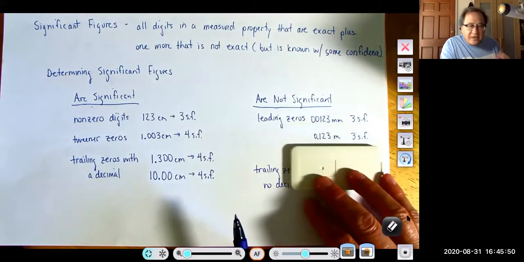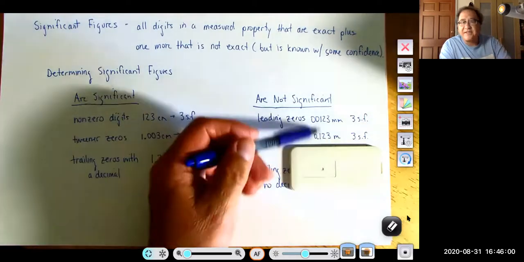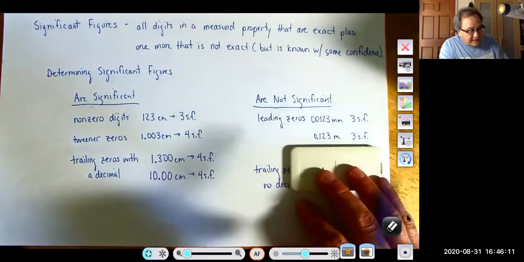Now, look at the number there, 0.123. Do we need that 0 in front of there? And the answer is absolutely not. We don't. It's not significant. Turns out that these two values are the same amount. 123 millimeters is about 5 inches. 0.123 meters, about 5 inches. Okay? So this has 3 sig figs.